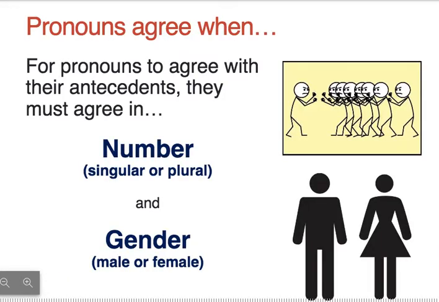So pronouns and antecedents have to agree. If they don't agree, then they don't actually work. When they agree, they must agree in number, so they're talking about a singular or plural, and gender, male or female. So for pronouns and antecedents to work together, they have to agree in number and gender.